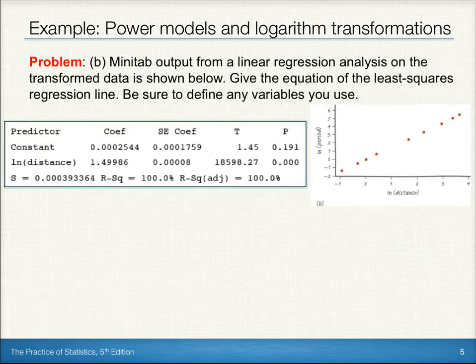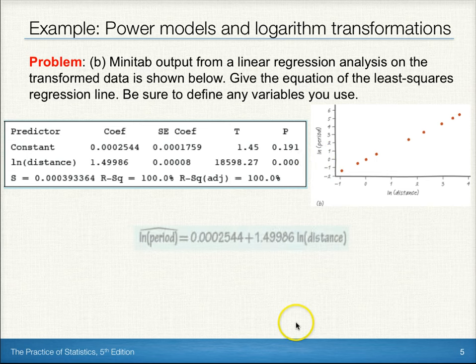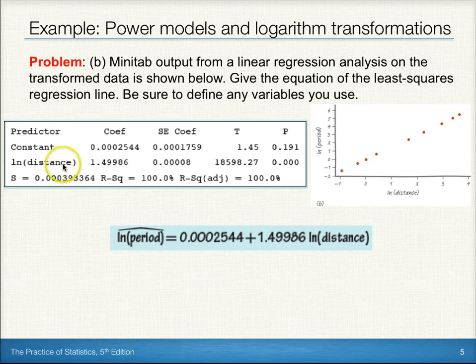So, Minitab output from a linear regression analysis on the transformed data, natural log of distance versus natural log of period, is given below. Let's use that to give the equation of the least squares regression line, again defining any variables that we use. Now keep in mind, when looking at Minitab output, we generate the equation of the least squares regression line in the coefficient column. And we'll have to make sure we do that using the variables that we had used to generate this particular output. So our x variable is natural log of distance. The coefficient is 1.499, so that would be the slope of our least squares regression line. The constant value, 0.002544, is the intercept. And we're predicting the natural log of the period.